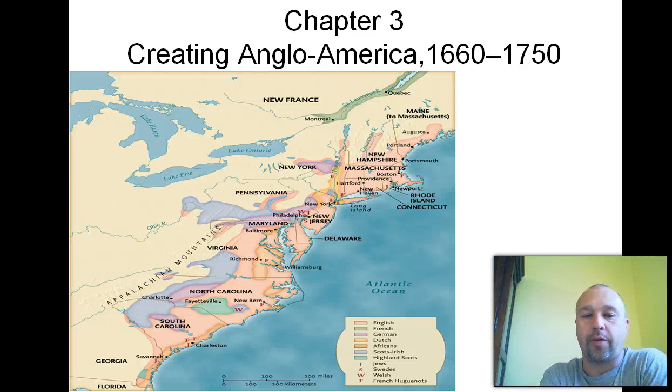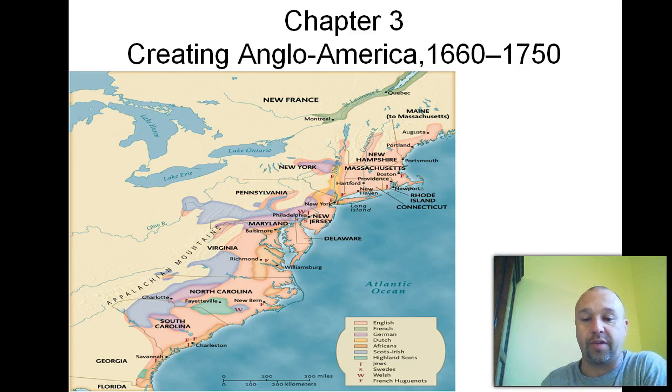Okay, this is chapter 3, Creating Anglo America, and this is the time period 1660 to 1750. So the Spanish have established colonies in Central and South America, in southwest present-day United States. The French are controlling Canada and the areas between the Appalachian Mountains and the Mississippi River. And here on this map, we see an image of Britain's 13 colonies.